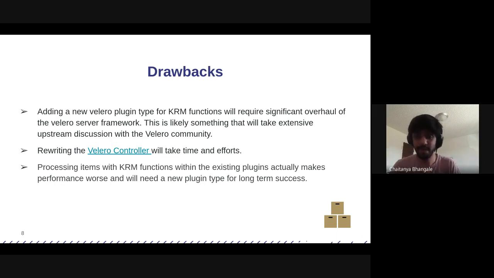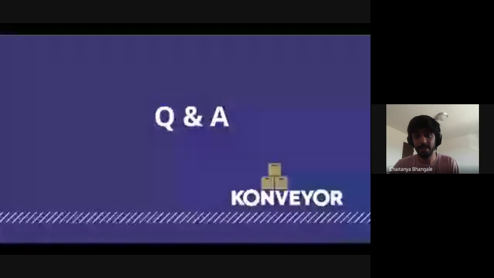if we move on to phase 1, processing current items with KRM functions within the existing plugins will slightly reduce the performance. And if we need this to be a long-term success, we definitely need to complete phase 2 and phase 3, which will improve the performance of the Velero process and drastically improve the process as well. So if you have any questions, I'm open to answer them.